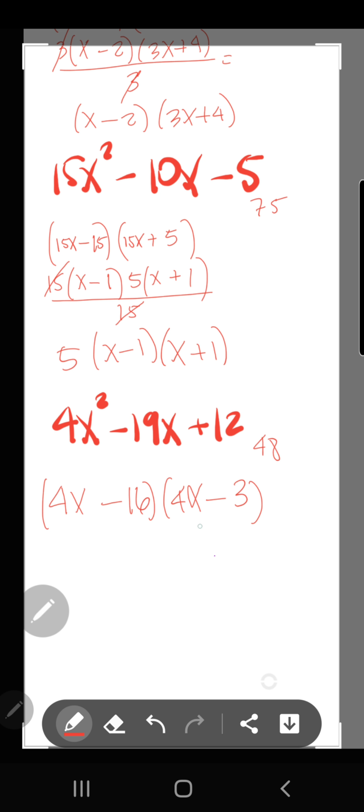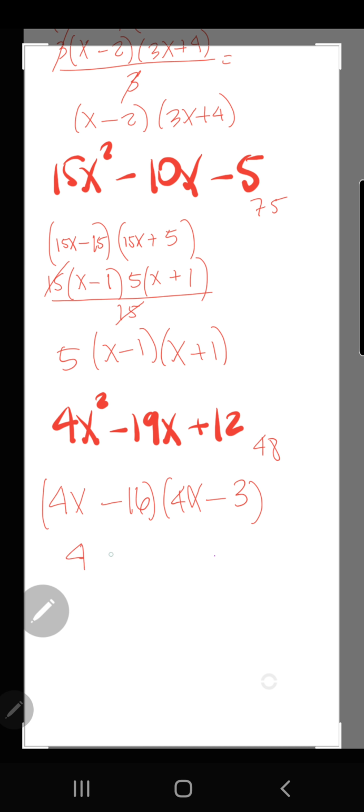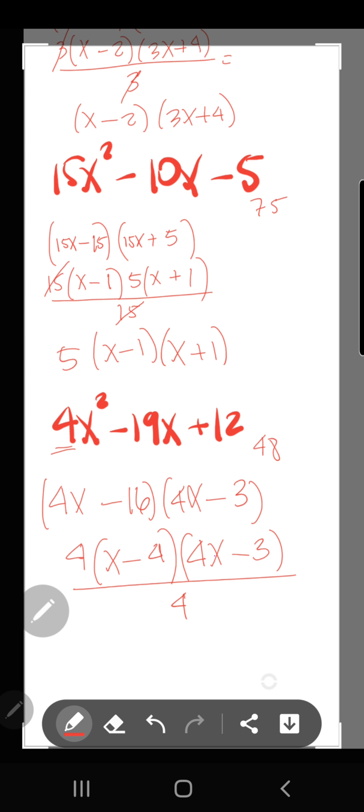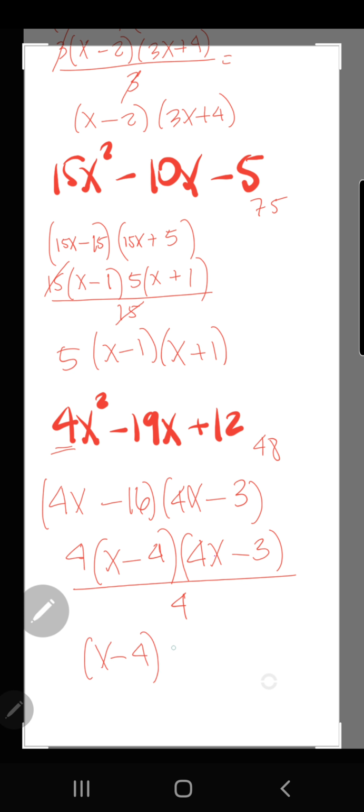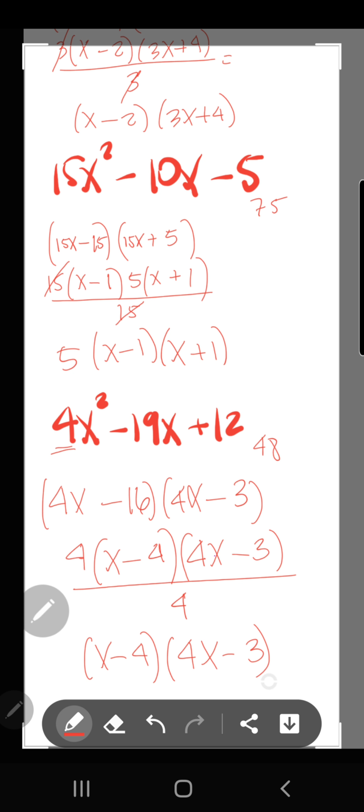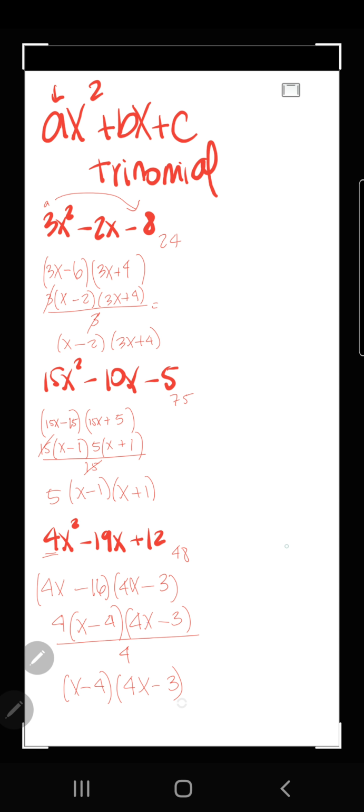So you look for the common factor. Only in the first parenthesis is there a common factor, which is x minus 4 times 4. And the second parenthesis doesn't have a common factor. You divide over 4 because you multiplied by 4 in the first step. And then you have the answer, x minus 4 and 4x minus 3. And this is the answer of every example.